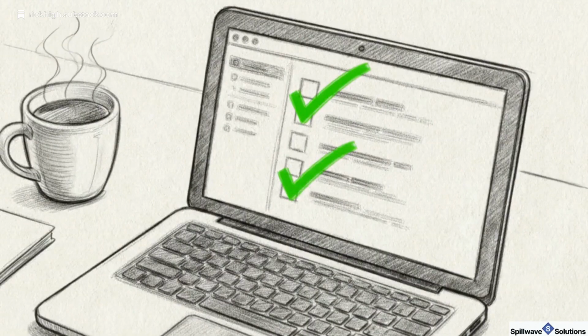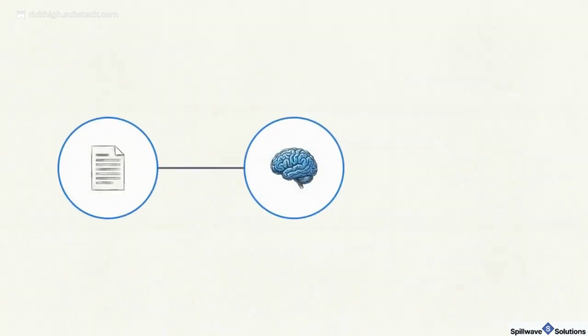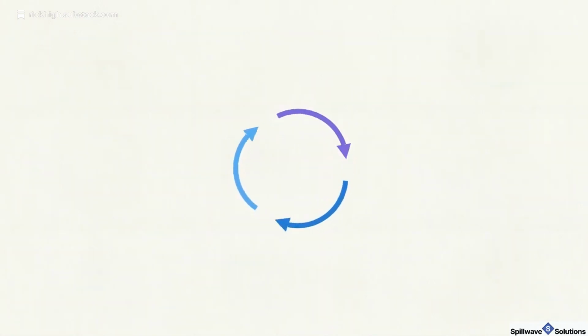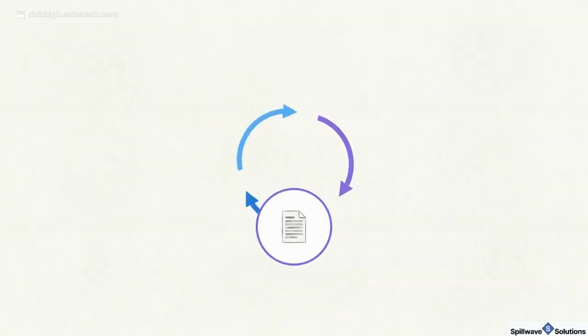For an AI, printing "Hello World" is less useful than a script that can read a real file, find a real bug, and fix it. Look at this code snippet showing the query function. You simply pair your user prompt with an array of allowed tools: read, edit, and bash. From there, you iterate. Each turn of the loop yields a raw message containing Claude's reasoning, a specific tool call, or a tool result coming back.